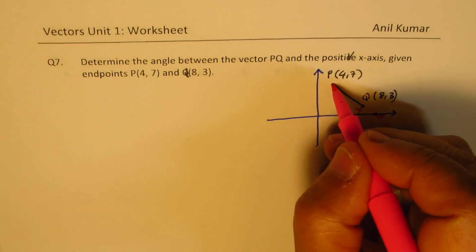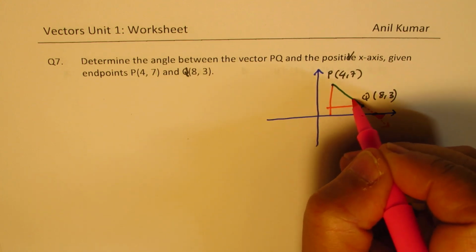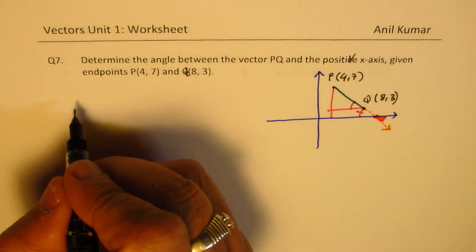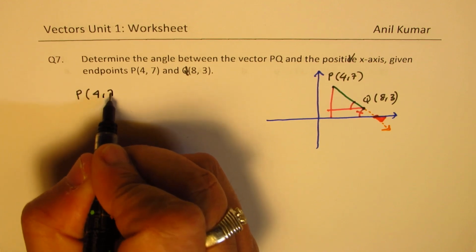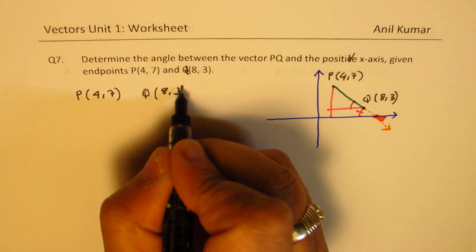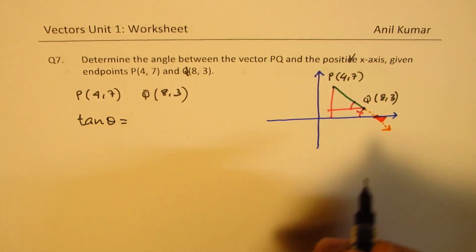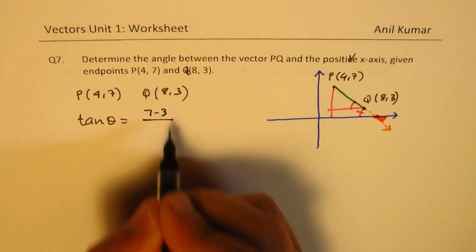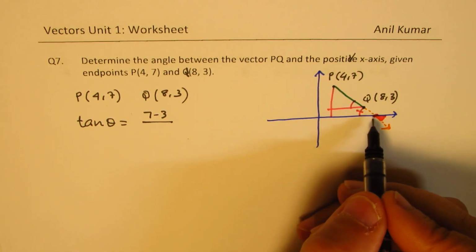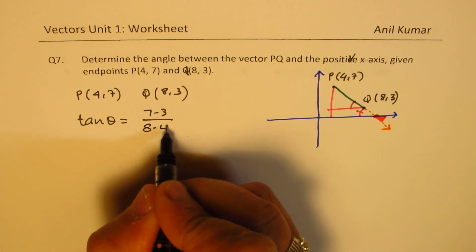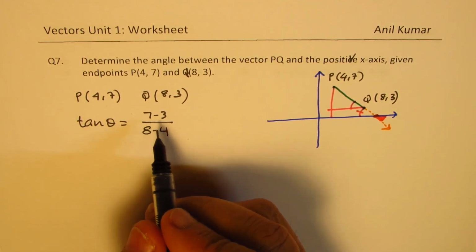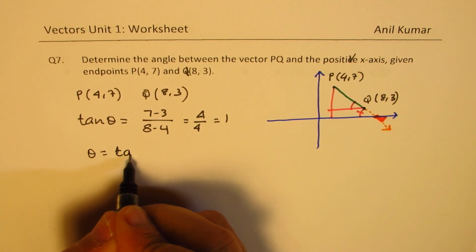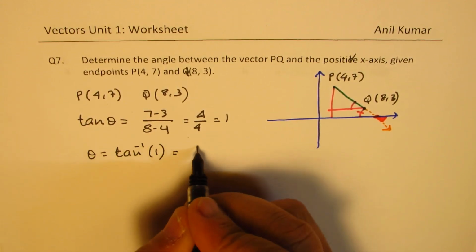So to find the angle, let me just complete this triangle, right? So which is this angle. Is that clear to you? So from here we get the angle directly as tan theta, right? We have the point P, which is 4, 7. We have the point Q, which is 8, 3. And from the diagram, we can say tan theta is basically equal to rise over run, right? So the rise is 7 minus 3 divided by the run, which is, in this case, 8 minus 4, right? This distance. We're taking this as positive, right? So it is 4 over 4, which is 1. So theta is tan inverse of 1, and so it is 45 degrees.